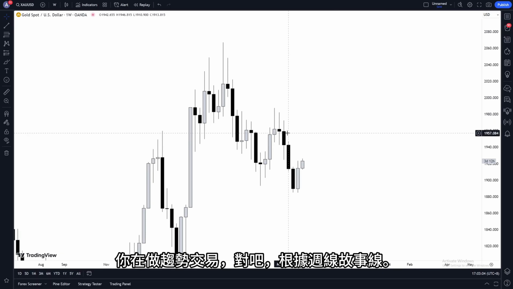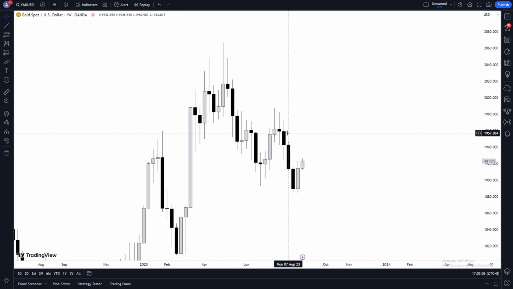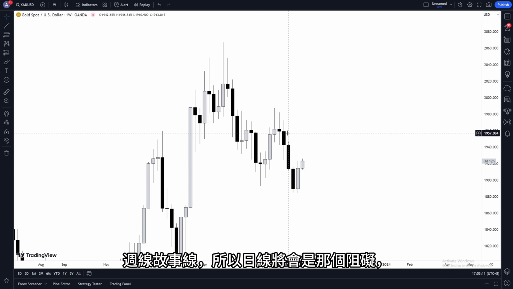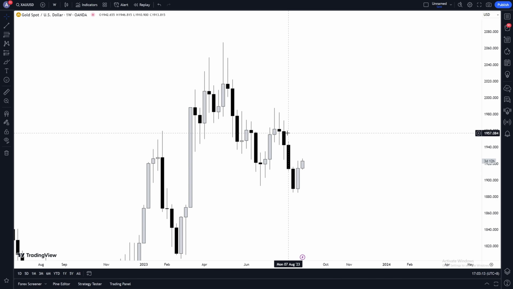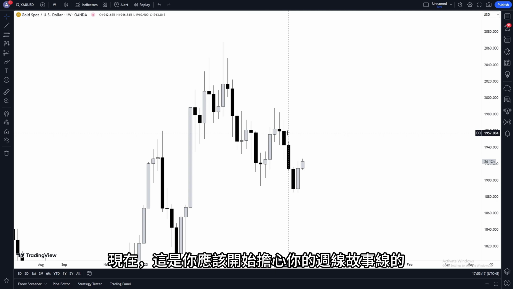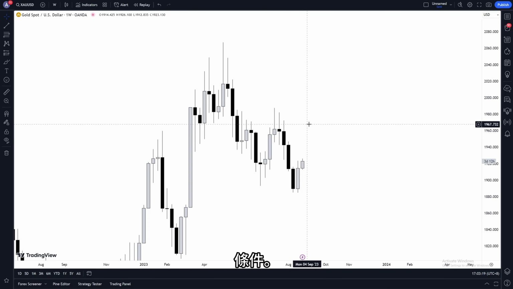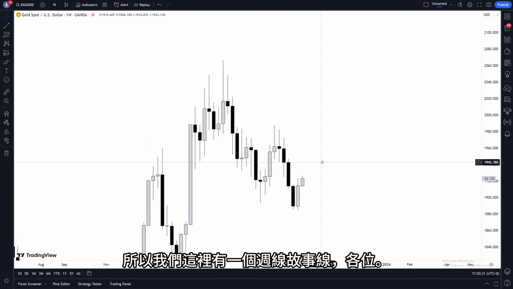Okay, so when you have a weekly storyline, what do you have? You trend trade, right? According to the weekly storyline. But there's also an obstacle on the daily because it's a weekly storyline, so daily is going to be the obstacle, correct? Correct. Okay, cool. How do you know when to do which? Now, here's the criteria for when you should start worrying about your weekly storyline.